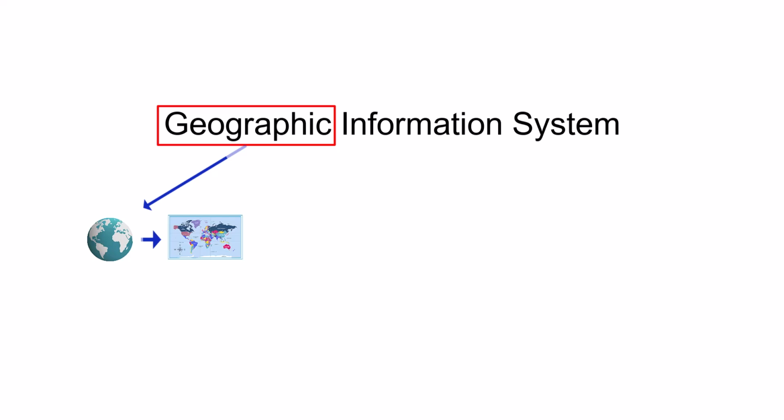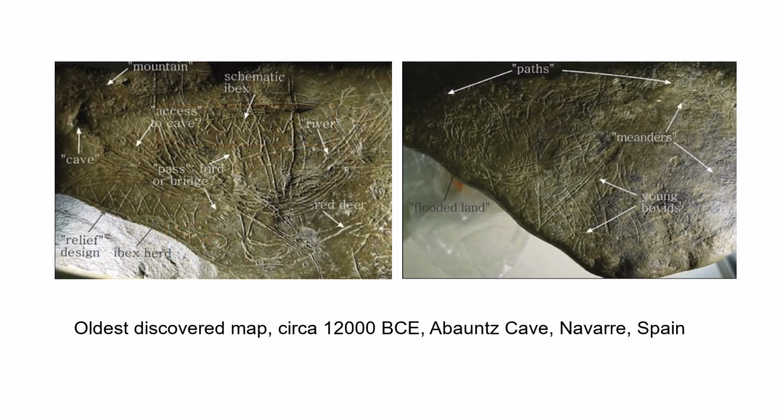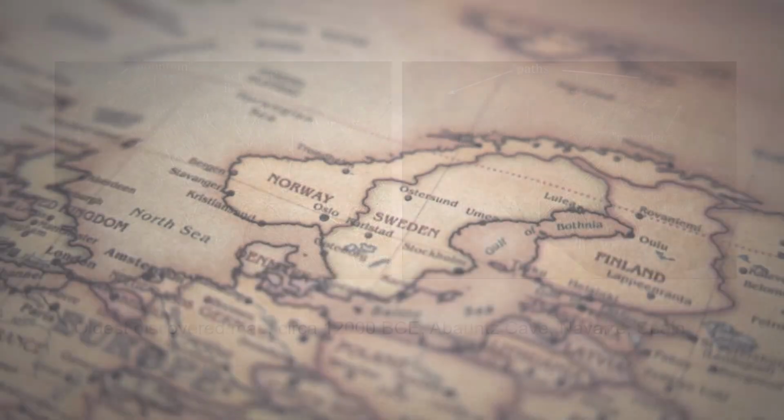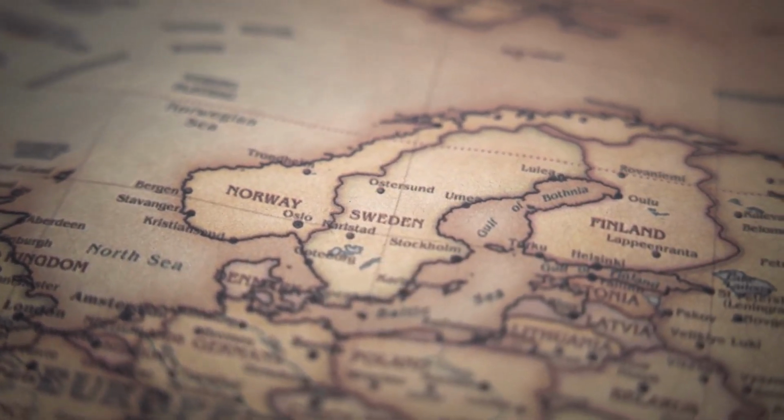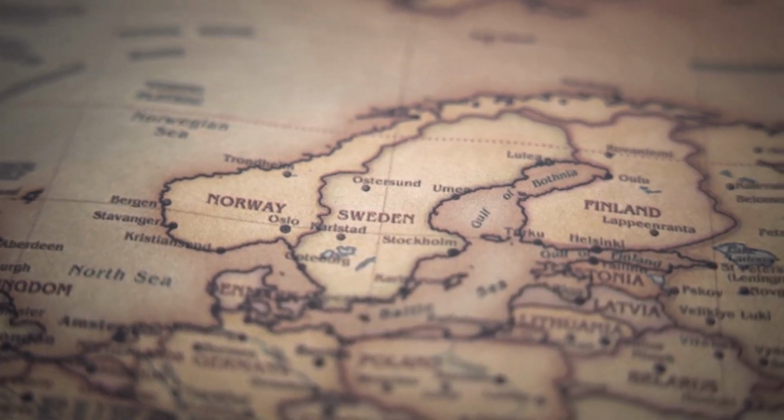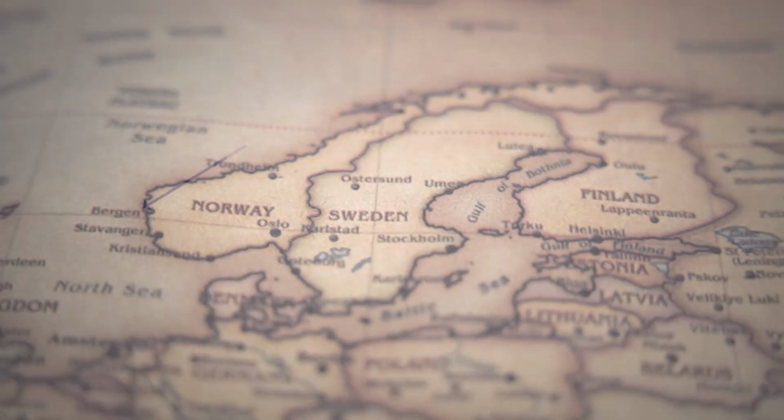Maps have been around for a long time. The earliest discovered map dates from a cave painting more than 13,000 years ago. Humans have long relied on maps to understand their surroundings and navigate the world. Maps began to be digitized in the 1960s, paving the way for the development of GIS.